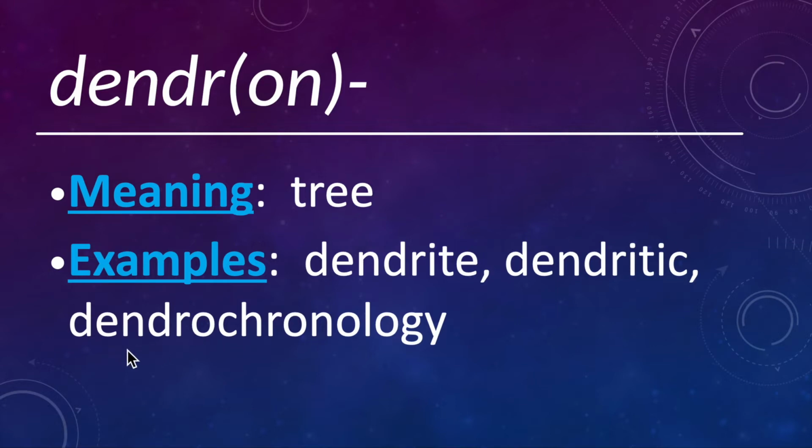So basically looking at tree rings to get an age for trees and possibly to find environmental conditions that happened in the past. Back to dendrite here.